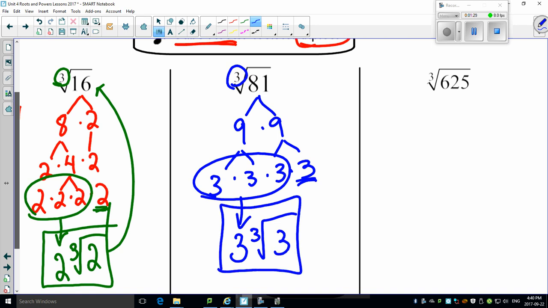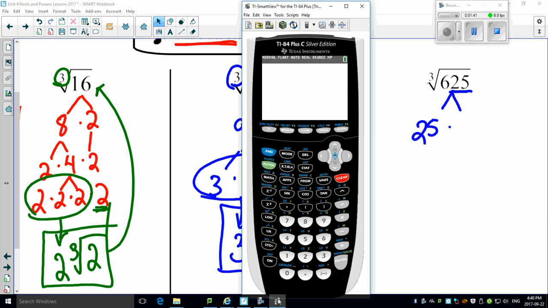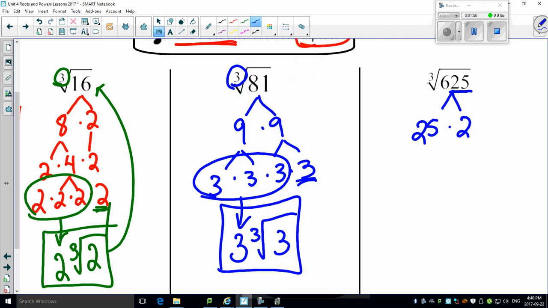Watch again. This is 625. That might be a little tougher for you to do, but look at this. It ends in 25. So you know and I know one of the factors is probably going to be 25. Bring up the calculator, hit 625, divide it by 25, and see what you get. You get 25. Oh my goodness. This is 25 times 25.